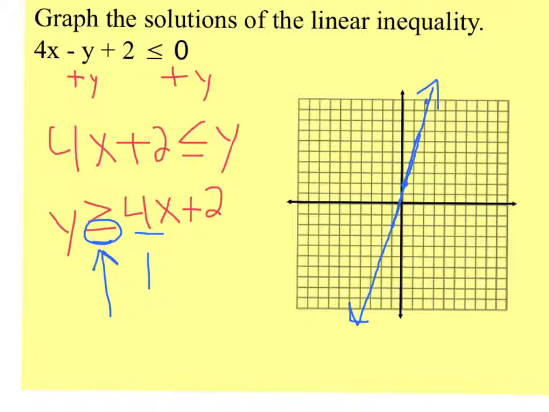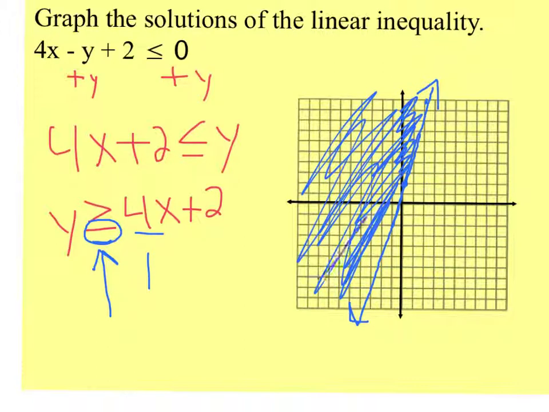So greater than means I start on my y-intercept, and greater than means go above. So I start to shade above, and I just keep going. Let's check a quick point. I'm going to check right here. I'll check negative 1, 1. So I'm going to put a little dot there and check.